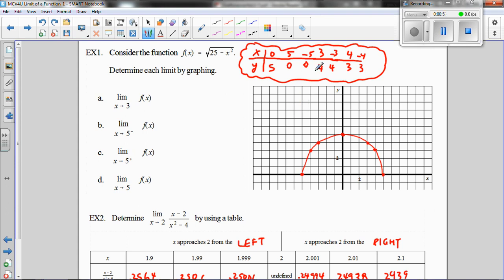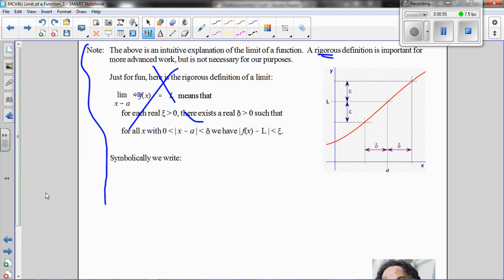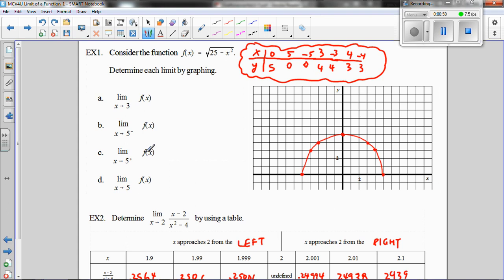So we just skipped that big long thing about the rigorous definition, and we're on to some examples. So we've got a function, and what's weird is we don't know what this function looks like. And we want to determine each limit by graphing, and this example will help us define what a limit is. But first of all, we need a graph, and since we don't know what the graph looks like, we might look for some points.